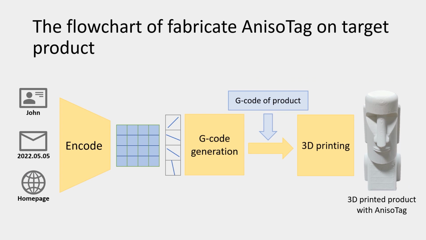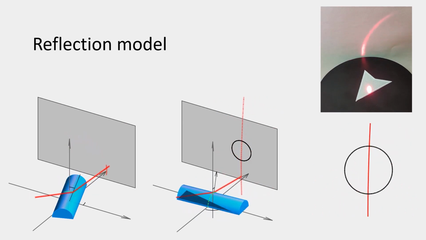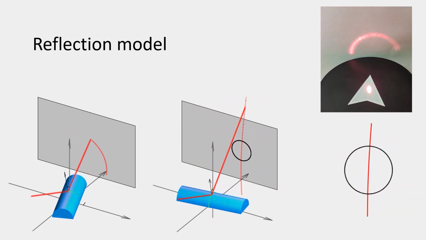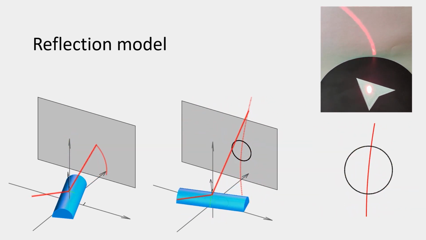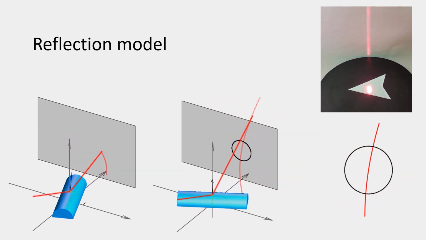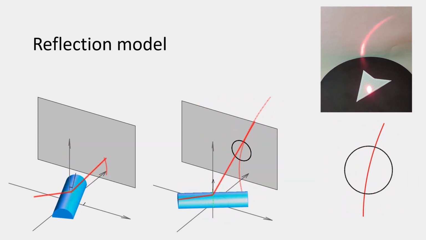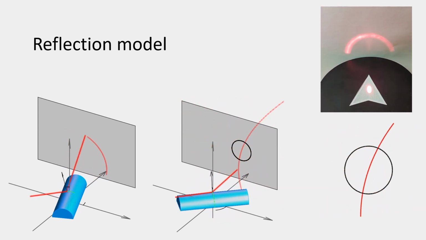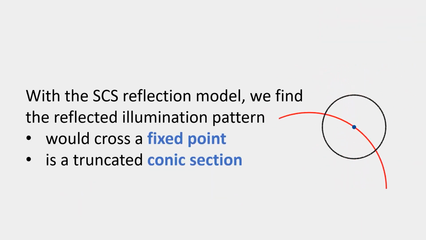But how to leverage the reflection anisotropy to extract the data? First, we model the reflection process of the SCS microstructure. According to this model, we could precisely establish the mapping between the infilling angle of the microstructure and the reflected illumination pattern. Thus, we could detect the obvious reflected illumination pattern, the red curved line in the images, to determine the data encoded on the microstructure. Furthermore, we derive two characteristics of reflected illumination patterns.